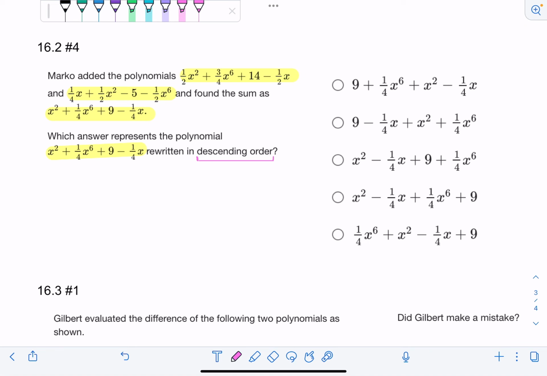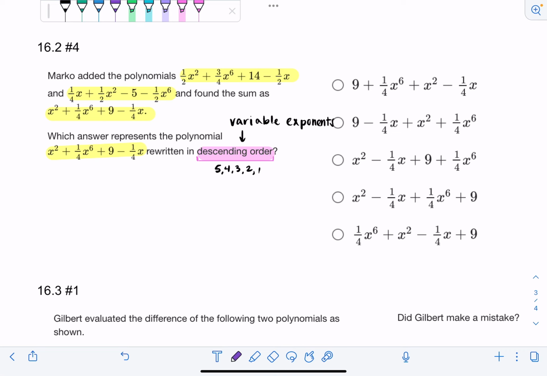So descending is like counting down. So like 5, 4, 3, 2, 1. And when it says descending order, it's referring to the variable exponents. So variable exponents in descending order. So as obnoxious as this problem was with all the fractions and stuff, we just have to make sure that it's written in the correct order, which starts with the highest exponent and it goes down from there.